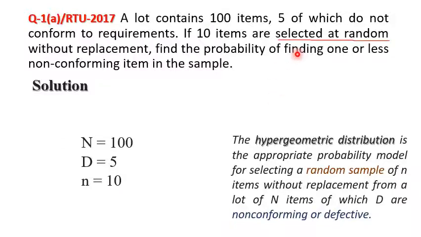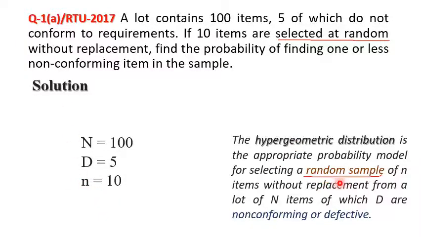So here it is given in the question that we select the sample on a random basis. So we know that the hypergeometric distribution is the appropriate probability model for selecting a random sample of n items without replacement from a lot of N items of which D are non-conforming or defective. So by this definition we already know that here the lot size is 100 and D is 5. Here the defective items D is 5 and the sample size is 10.